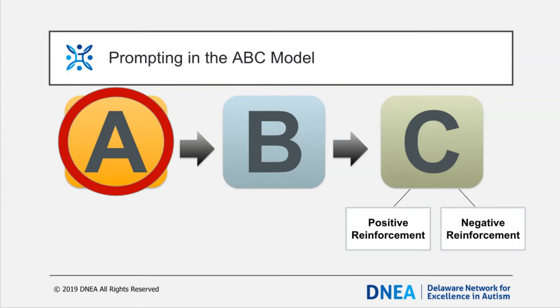When we think of the ABC model, we think of the antecedent as immediately preceding and resulting in a specific behavior. With new skills, we need to add prompts initially to help an individual attend to and appropriately respond to the antecedent. Our goal is to help the individual begin to consistently respond to the antecedent on their own.